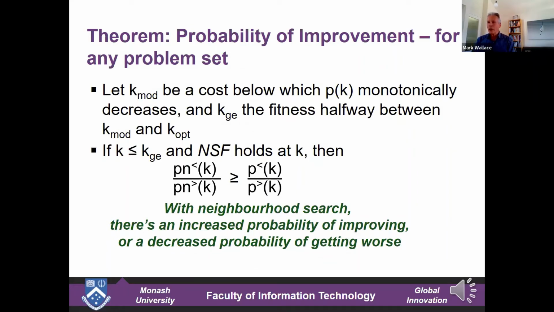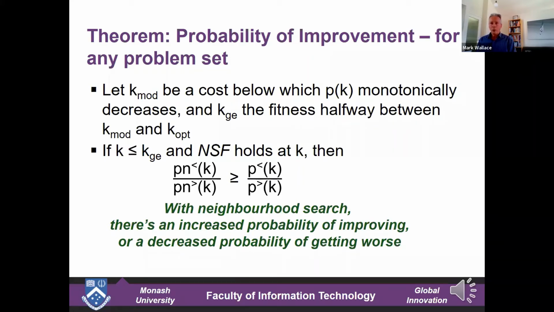So we consider K mod, that modal fitness, which is the one with the highest probability. Below that, the fitness probability monotonically decreases. In fact, we can choose K mod to be just the worst point above which the probability monotonically decreases. So K half is a fitness halfway between that and the optimum.